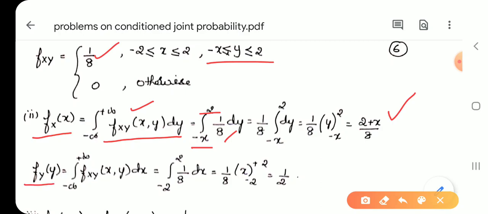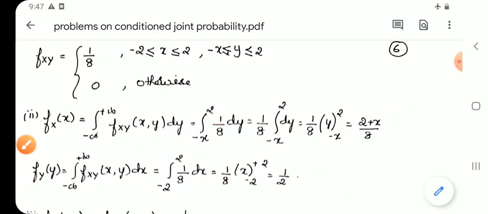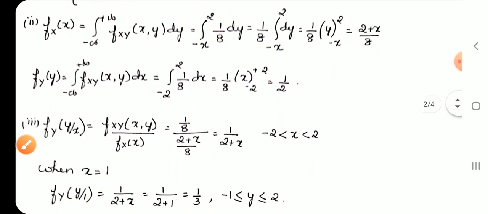Similarly, let us find the marginal PDF of y, which is given by the integral from minus infinity to plus infinity of f(xy) of x comma y dx. Here we have to identify the limits of x, which is minus 2 less than or equal to x less than or equal to 2. So the integral from minus 2 to plus 2 of 1 by 8 dx. When you integrate and simplify, you get half. So fx of x and fy of y are ready.